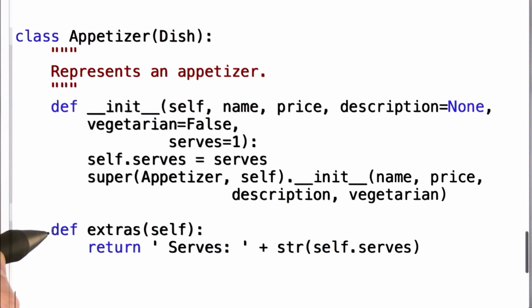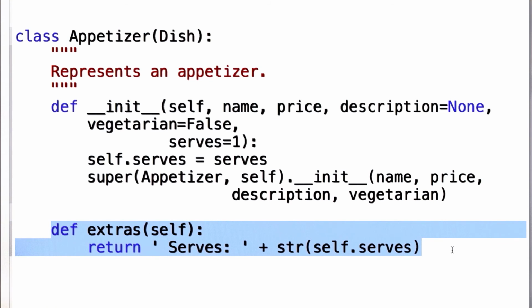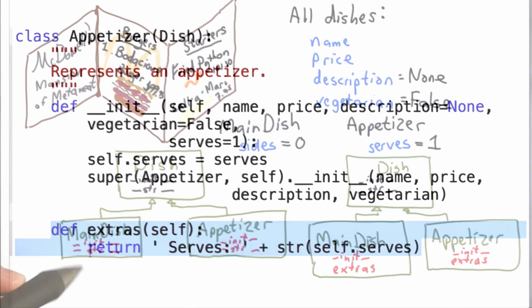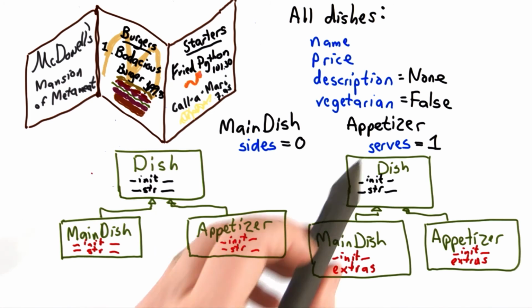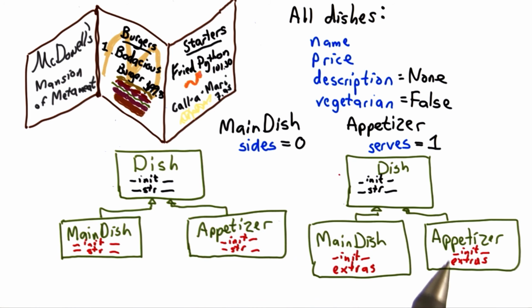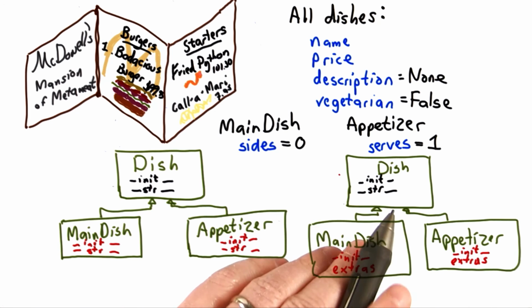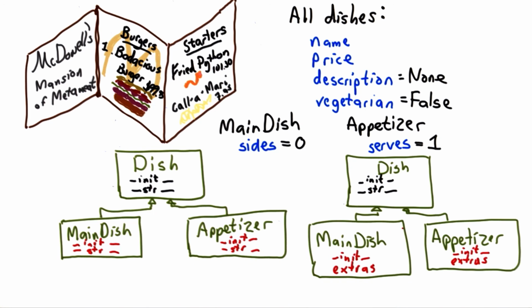We don't need a stir method, and we define extras to return a string giving the information about how many people it serves. Which of these two is better? Matter of opinion. I think this one is not yet better. The way to make this one better would be to use hasattr to make it so it works for other kinds of dishes which we haven't defined yet that don't even have an extras.